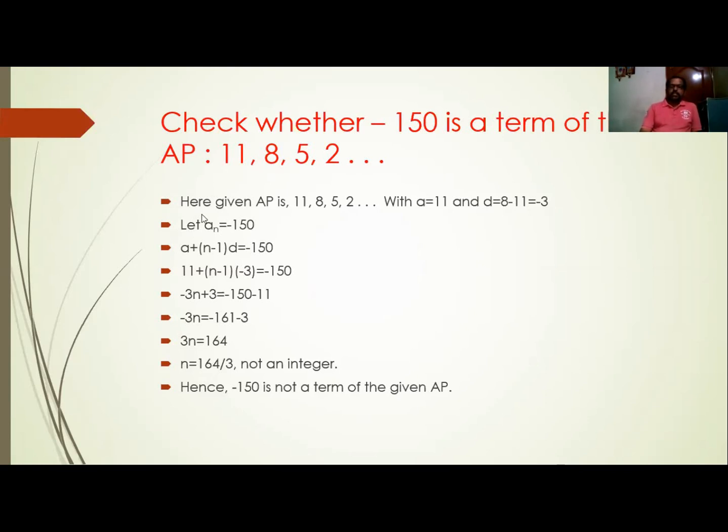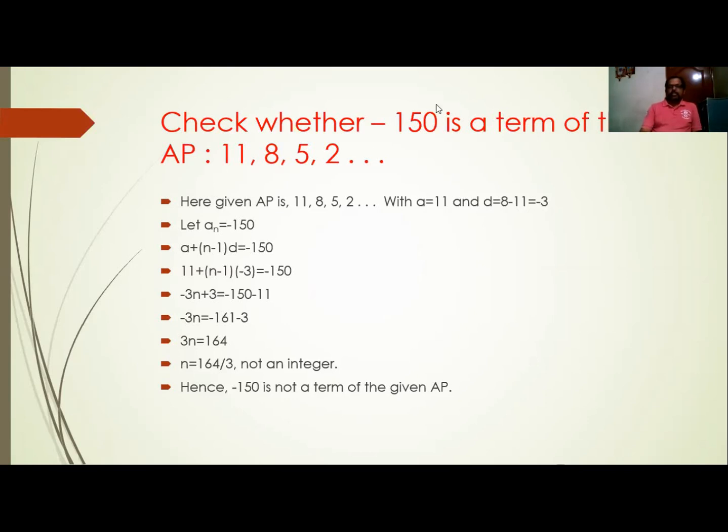Okay, let's see here. The given AP is 11, 8, 5, 2, and so on. From this we have the first term a as 11 and the common difference d will be equal to the difference of the first two terms, that is 8 minus 11, equal to minus 3.